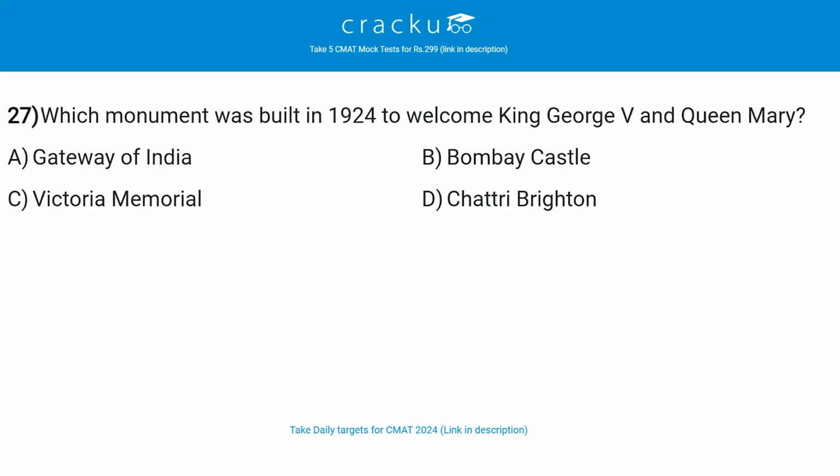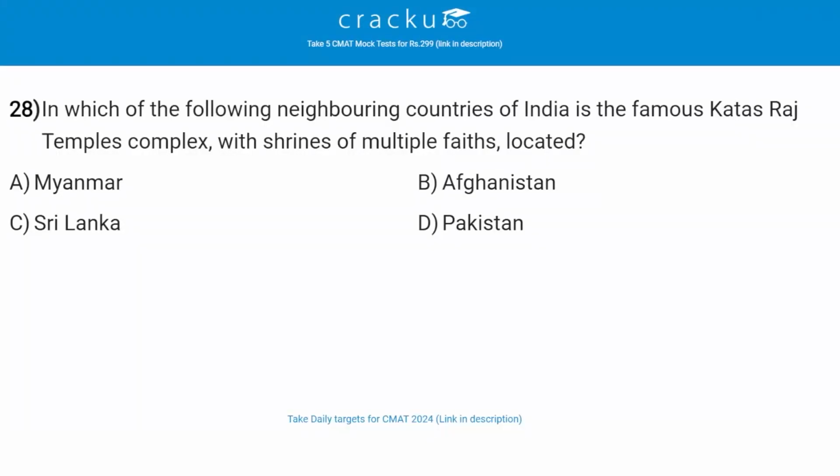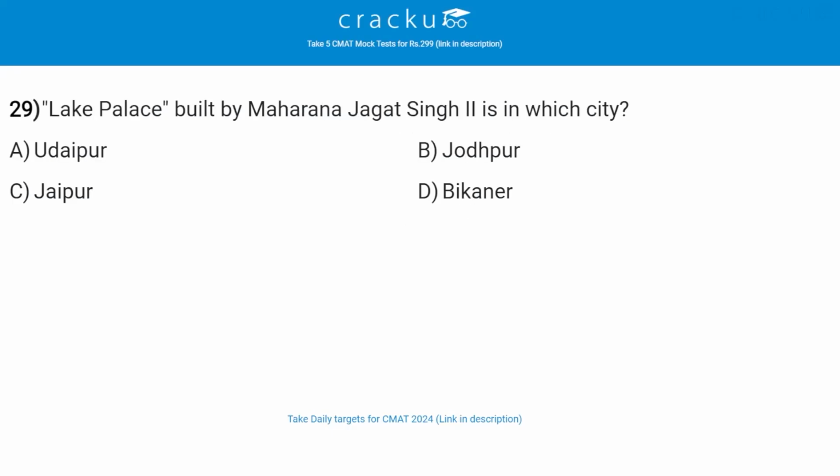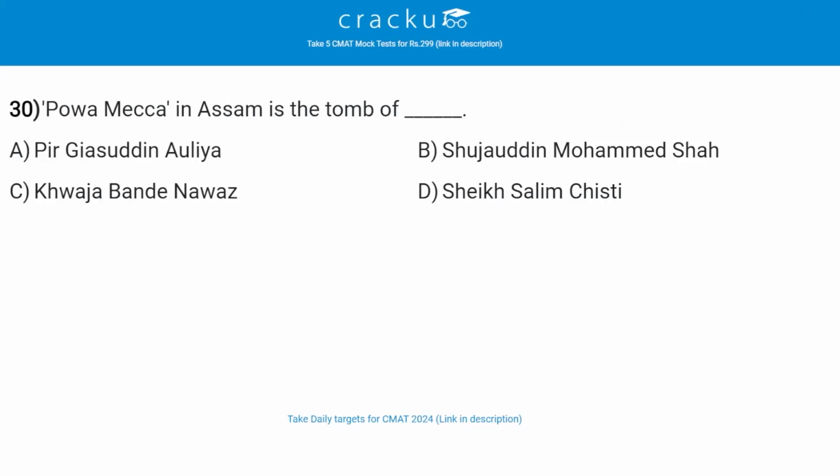Which monument was built in 1924 to welcome King George V and Queen Mary? The answer is Gateway of India. Next question. In which of the following neighboring countries of India is the famous Katasraj Temples complex with shrines of multiple faiths located? The answer is Pakistan. Lake Palace, built by Maharana Jagat Singh II, is in which city? The answer is Udaipur. Pova Mecca in Assam is the tomb of Pir Gayasuddin Aulia.